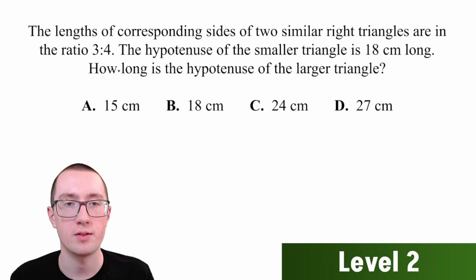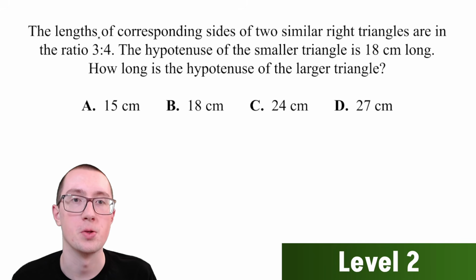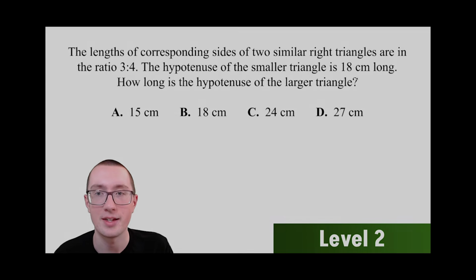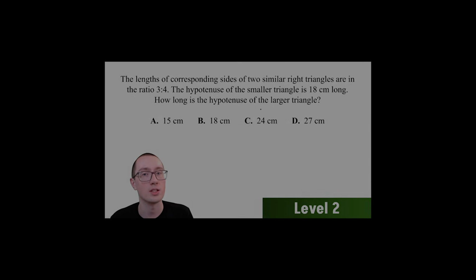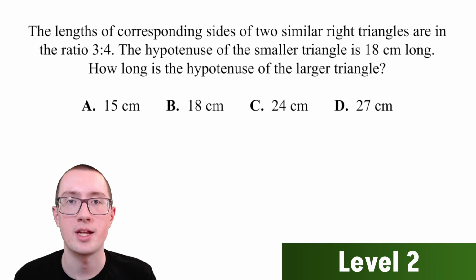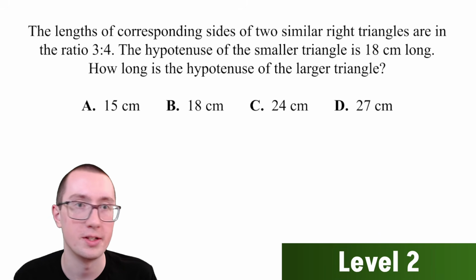So for this problem, we have some geometry stuff. It says that the lengths of corresponding sides of 2 similar right triangles are in the ratio 3 to 4. The hypotenuse of the smaller triangle is 18 centimeters long. How long is the hypotenuse of the larger triangle? So this is an example of one of those problems where they try to bombard you with as many math vocab terms as possible to make you wonder what it is you're even doing.